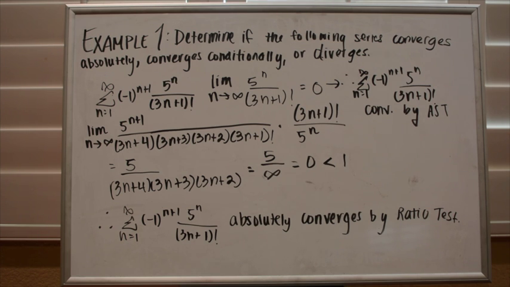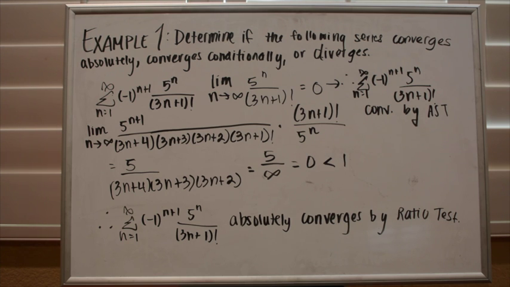To do that, we need to take the limit as n goes to infinity of a sub n, which is 5 to the n over (3n plus 1) factorial. We can see that that equals 0, but we can't really prove that because this is an indeterminate form. It's infinity over infinity. To prove that the limit equals 0, we would have to use L'Hopital's rule, but we can't really take the derivative of (3n plus 1) factorial.